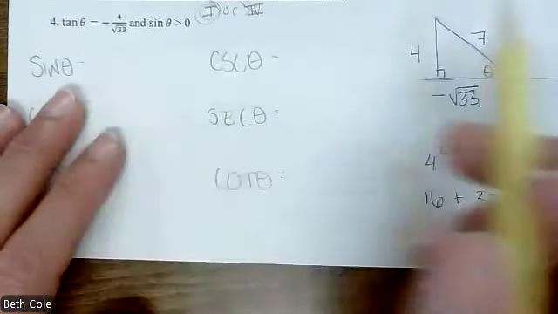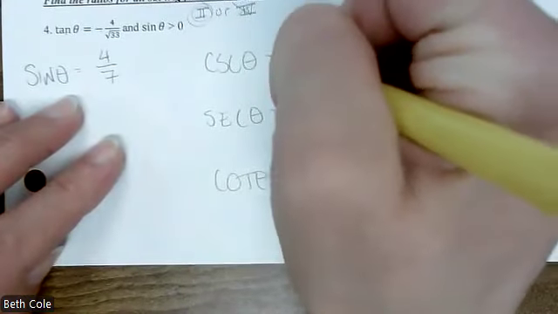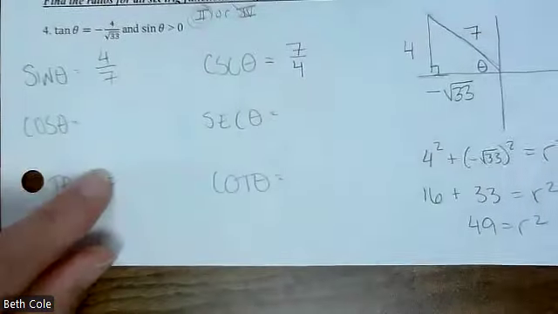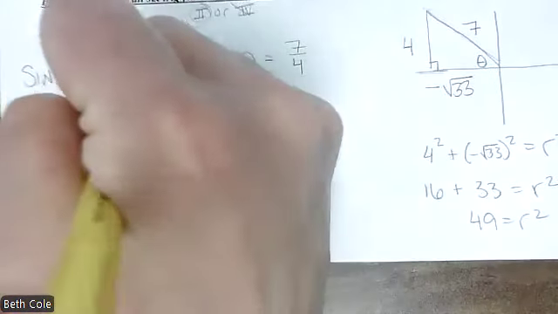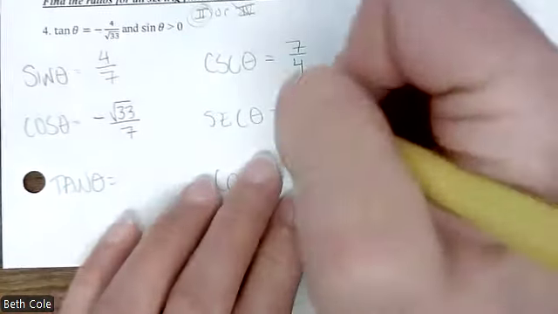Sine is opposite over hypotenuse. That would be what over what? Yeah, 4 over 7. So cosecant is 7 over 4. Boom. Cosine is adjacent over hypotenuse. So that's your negative square root of 33 over 7.